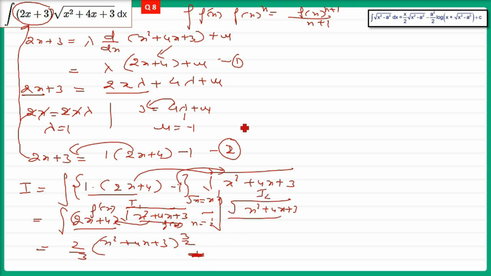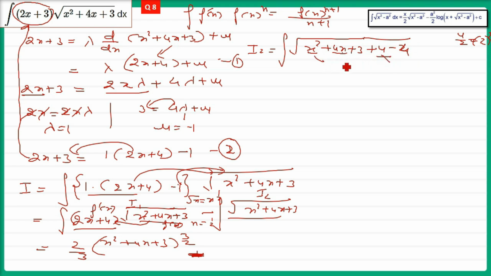Now this is I2. Let's call it I2. We are integrating under root x square plus 4x plus 3. So what is the coefficient of x, which is 4, divided by 2, you get 2. Square it, add it, subtract it. So we are adding and subtracting 4 in this quadratic expression. So x square plus 4x plus 3 plus 4 minus 4. So x square plus 4x plus 4 is x plus 2 whole square.